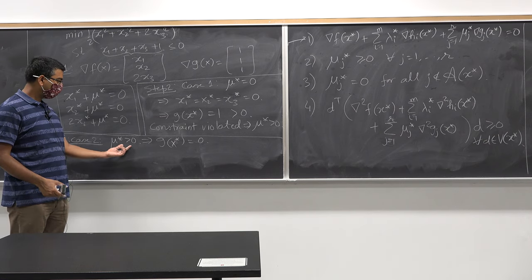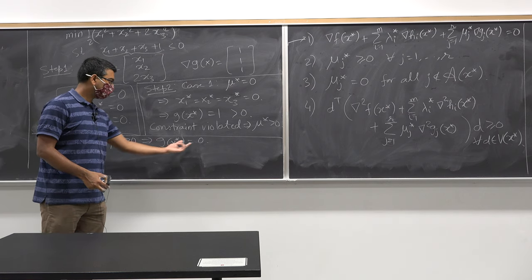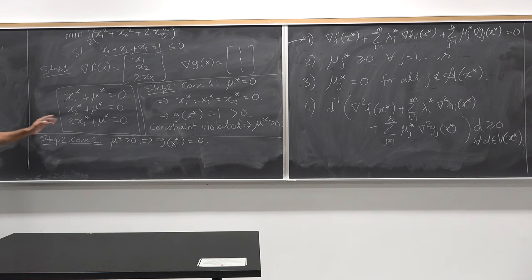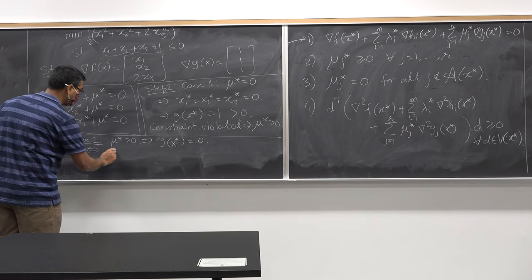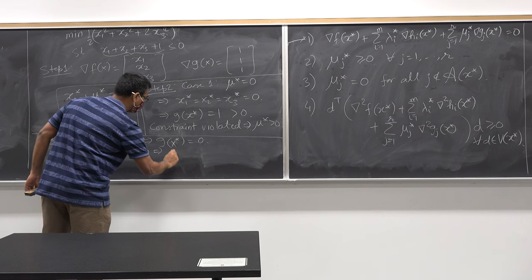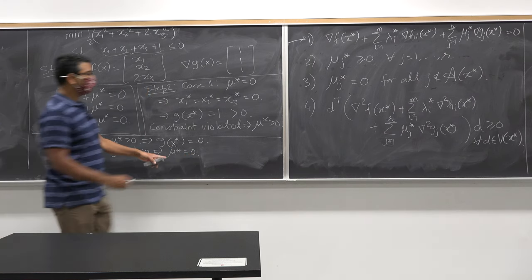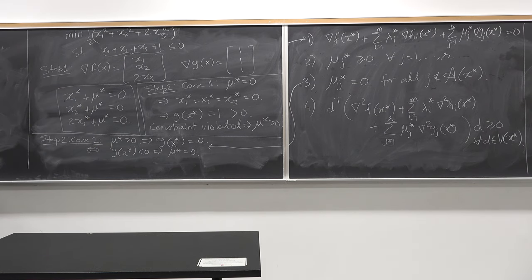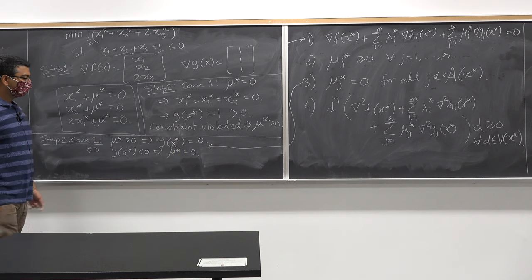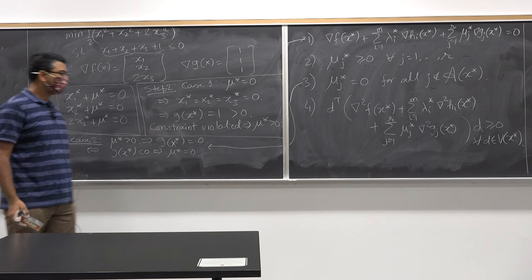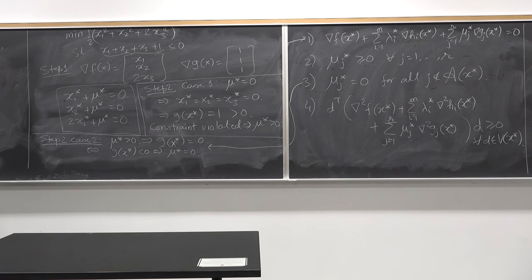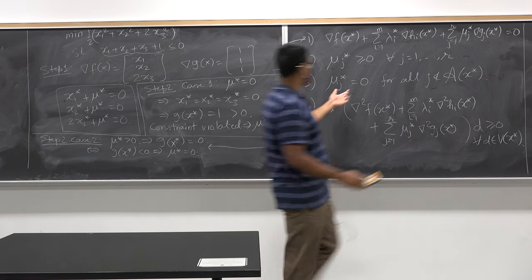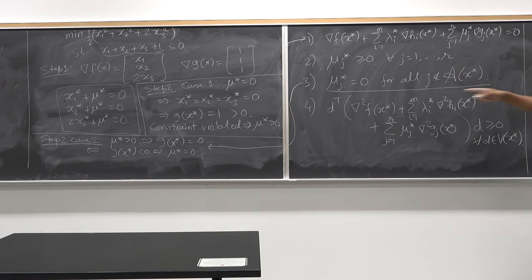Why should this be the case? Why am I able to conclude that if mu star is positive, then g of x star should be equal to 0? What is an equivalent statement? So let's look at the contrapositive to that statement. The contrapositive statement says g of x star strictly less than 0 implies that mu star should be equal to 0. That statement is exactly the same as the third statement, where I'm saying if j is inactive, then mu star must be equal to 0. So if mu star is greater than 0, then the constraint must be active. G of x star is equal to 0. Okay, so that's what I'm using in step 2, case 2. I'm using the third statement here.